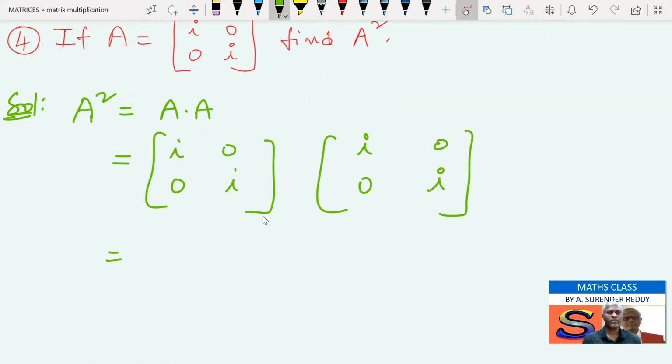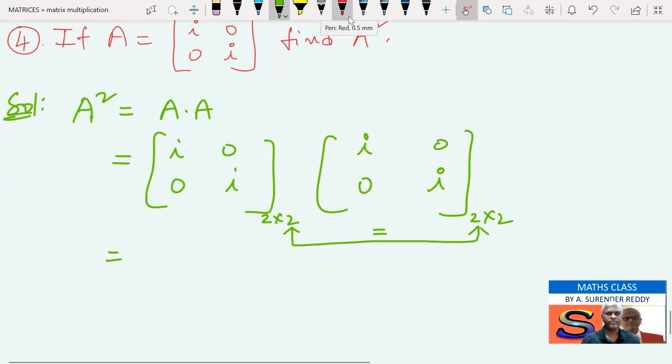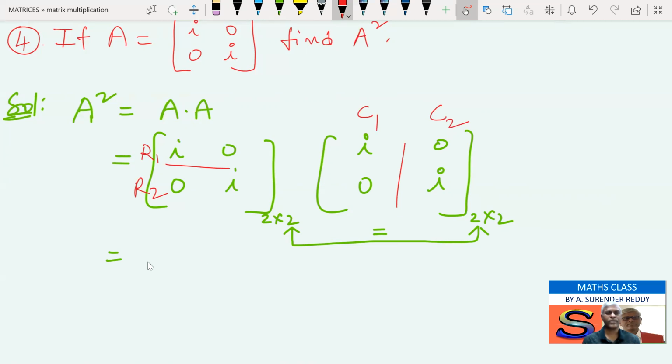Here the condition is satisfied. 2 by 2. The number of columns in the first matrix is equal to the number of rows in the second matrix. Therefore, multiplication is possible. Then how do you multiply? First, rows R1, R2 in the first matrix with columns of the second matrix. So rows and columns.